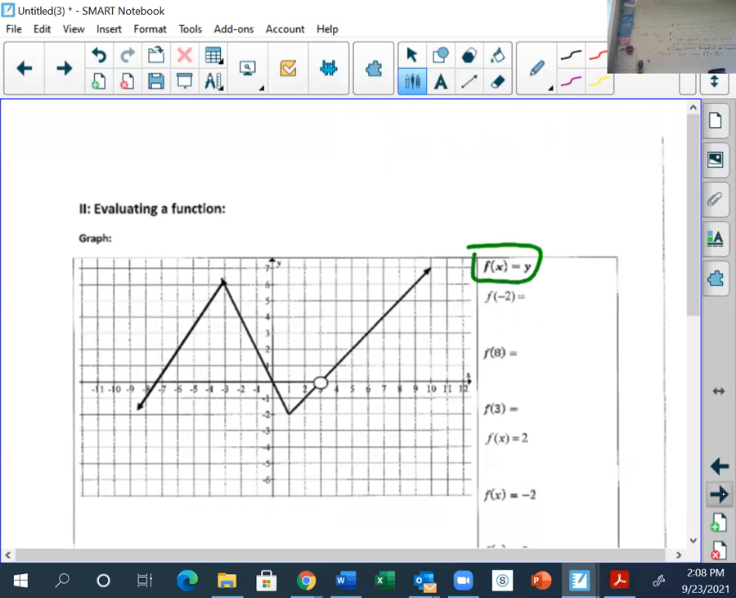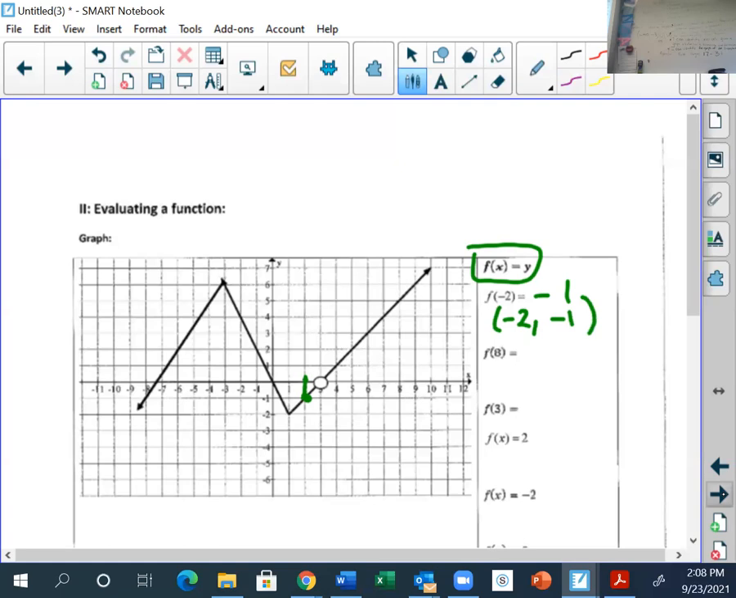It means the same thing as what y is, right? So what is f of negative 2? That's the first question. What is f of negative 2? When x is negative 2, where does the graph cross? At what point? Negative 1, right? When x is negative 2, y is negative 1, like if you have to write it as an ordered pair, okay?